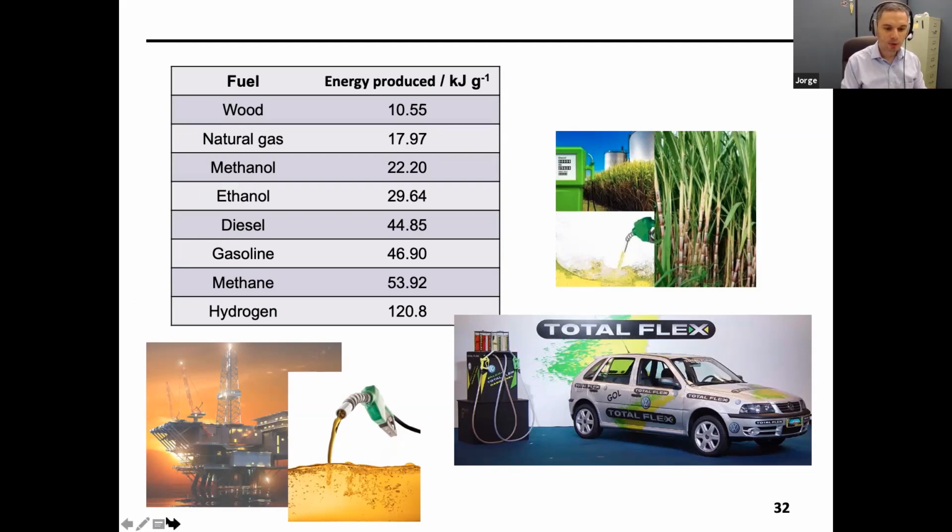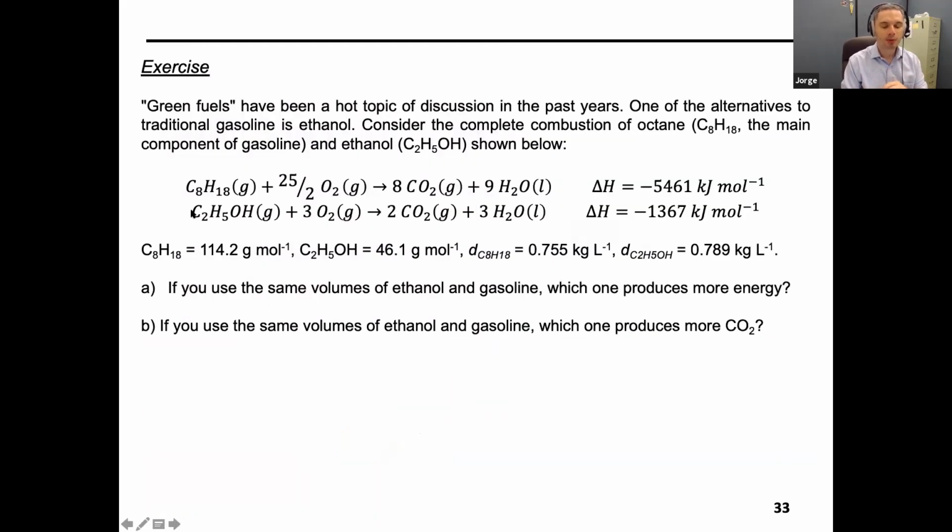Okay, so now that I showed you some different fuels, always look at cost, energy produced, and in the end, the amount of CO2 produced, and then we can make some educated decisions. So let's do an exercise where there is a comparison between gasoline and ethanol, and let's see what the difference is related to energy produced and amount of CO2 produced.